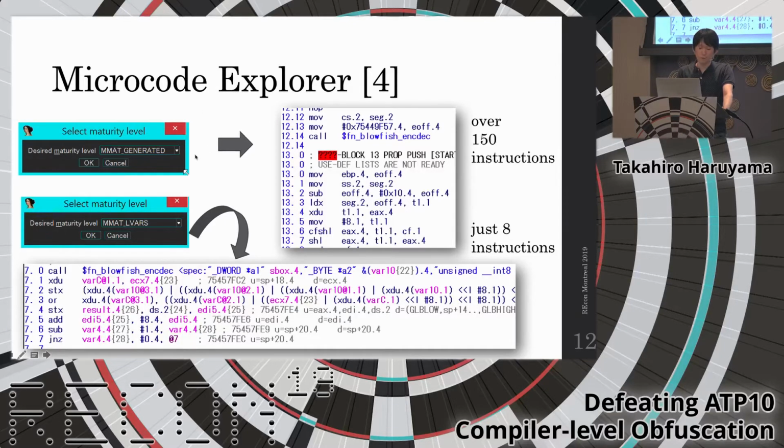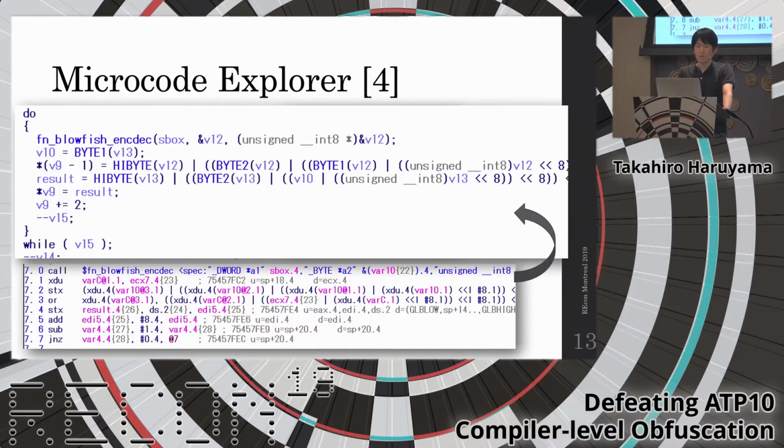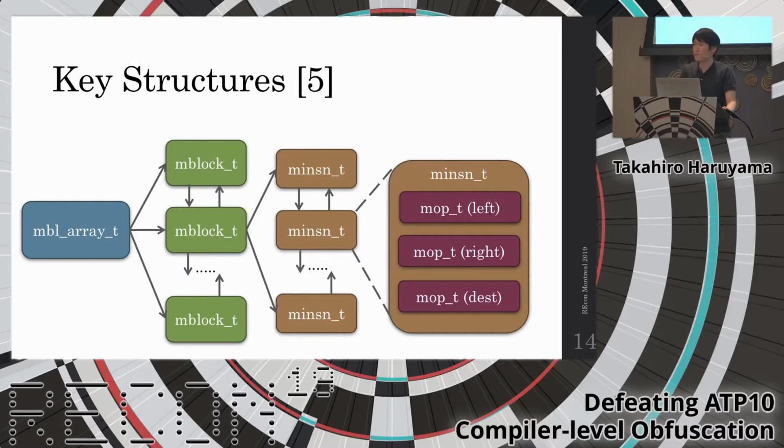For example, in the low maturity level, it makes over 100 instructions, and the code looks like assembly language. On the other hand, in the high maturity level, it makes just 8 instructions, and the code is similar to C language. The code is close to the decompilation result. There are 4 key structures in microcode: basic block array, basic block, instruction, and the instruction structure contains operand structures: left, right, destination, or left and destination.